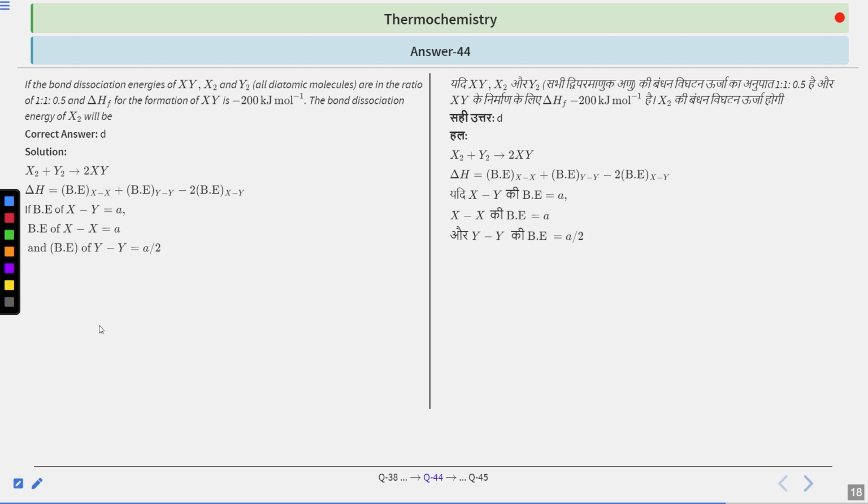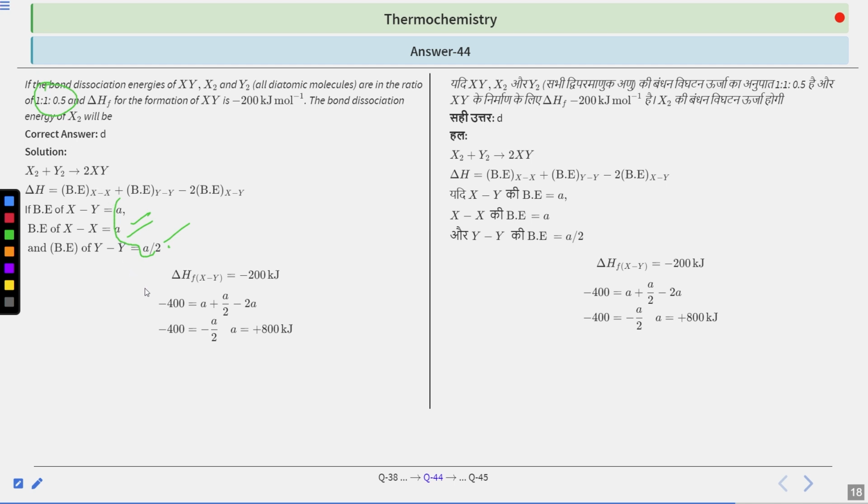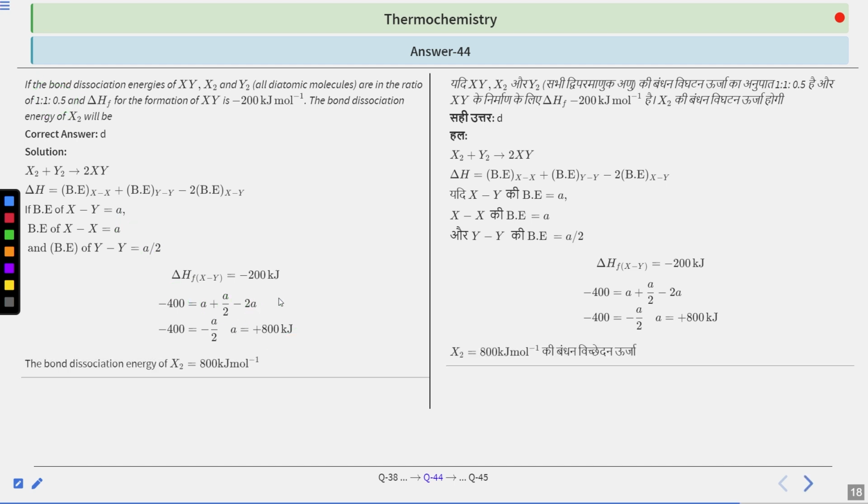Therefore, the bond dissociation energy of YY will be A by 2. Clear? Next, the formation of XY is given as minus 200 kilojoule. Therefore, we can use these three things, A by 2 and A. Why are we writing these three? Because the ratio is given in this way. Now putting in all the values, we get the value of A, which is 800 kilojoule. So the correct bond dissociation energy of X2 is 800 kilojoule per mole. Moving on to the next question.